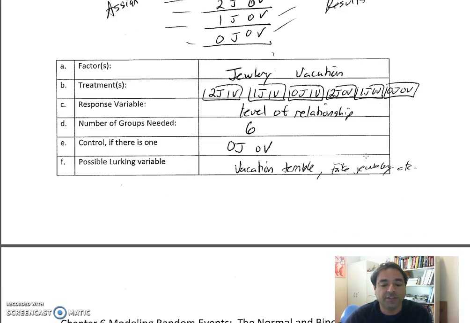And remember, our factors are having jewelry and vacation. Treatments, we list our 6 treatments. The response variable could be the level of relationship. Some people in class would say, if you get married, depending on how you want to measure that. Number of groups needed: 6. The control group would be 0 jewelry, 0 vacation. And then lurking variables: if you have a bad vacation, if someone gets sick, if the jewelry is fake, all of those ideas. And again, this was Chapter 6, Supplement section.